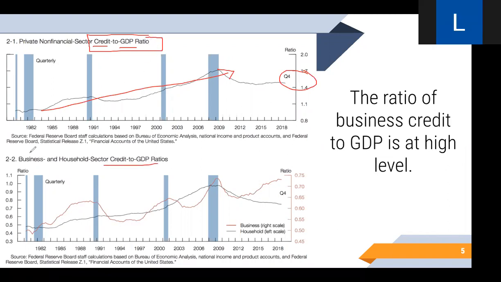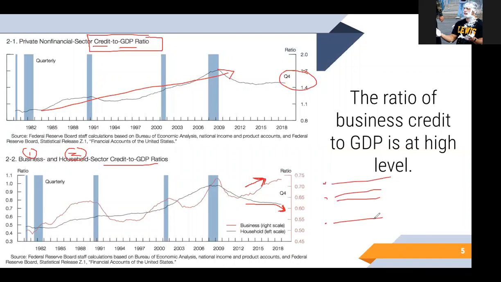Credit to GDP ratio for businesses and individual households. All right, so you have two overlaying lines, where businesses' credit to GDP is increasing while households' is decreasing. So it looks to me like businesses are taking out more credit while individuals are doing it less. Then, bullet, what is the explanation and the reason?